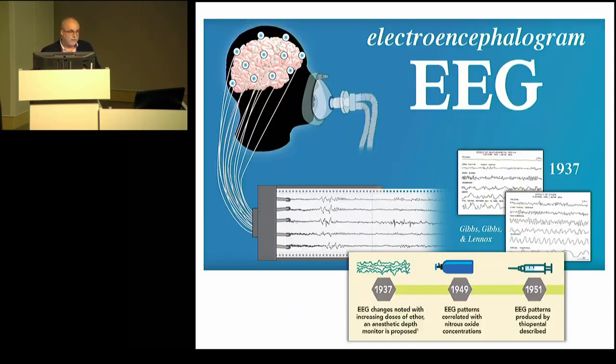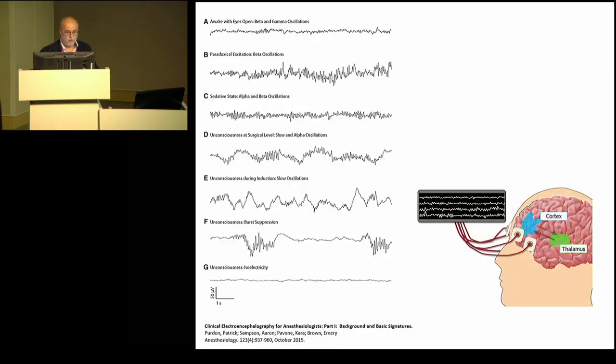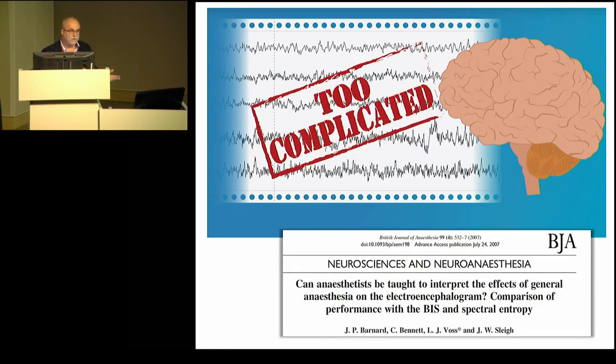It was in 1937 when the first experiments demonstrated a relationship between the effects of anesthesia and the changes in the electrical activity in the cortex. It was clear that when the anesthesia was getting deeper, the electrical fields changed in a very complicated way. And as it looked so complicated, it was abandoned for many years by anesthesiologists.